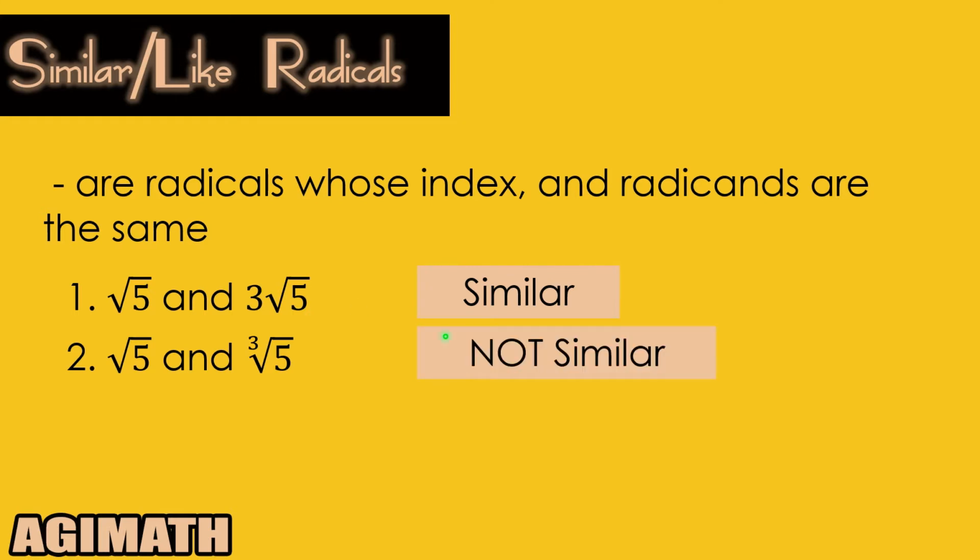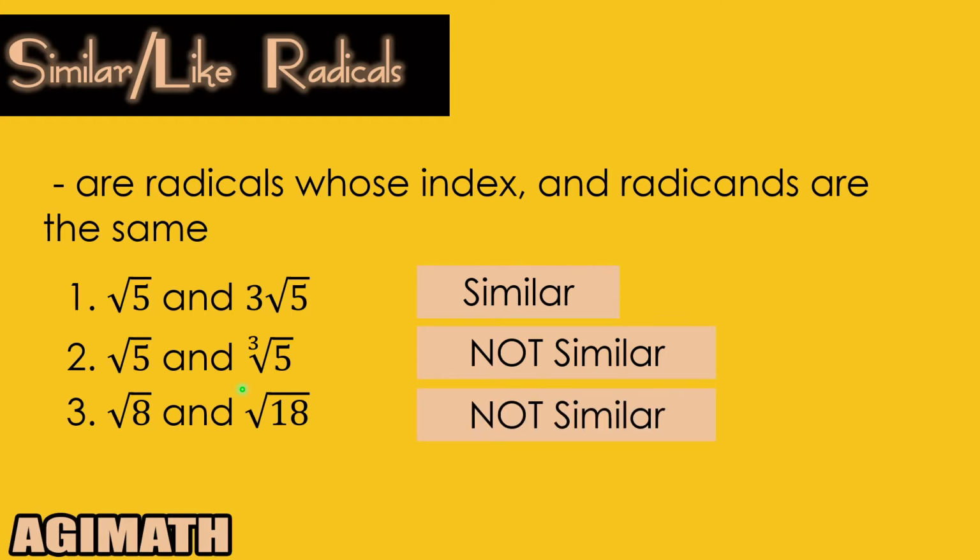Why? Even though the radicands are the same, 5, you look at the index. Index is 2, but on the other radical expression, the index is 3. Therefore, they are not similar. How about square root of 8 and square root of 18? I can read your mind and you will answer not similar. But kids, always remember, the world is so deceiving.